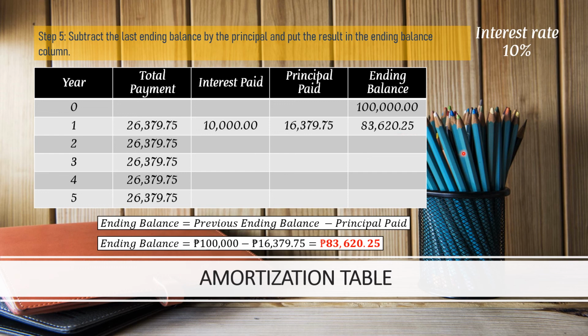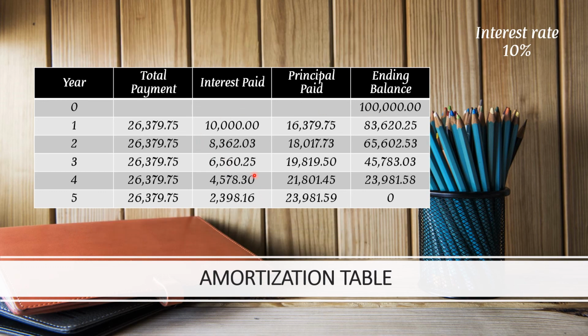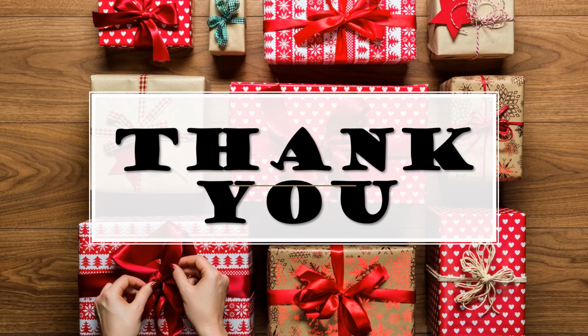So we have the 5 steps. Same lang ng steps na gagamitin natin. Ito, interest rate, times natin dito. So, these were the values when we complete the data on the table, hanggang sa maging 0 na yung ending balance. So, this is the process of amortization. Okay? So, that would be all. Thank you so much for your time.